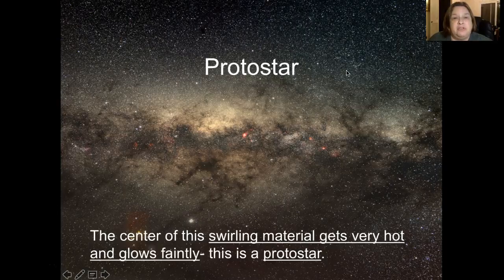Then you get a protostar. So a protostar is the beginnings of a star, when everything in the center is starting to get really, really warm, and you can't see it with your eyes, but you can with infrared. So with infrared, you can see these warm areas in the sky, showing that there's a protostar forming.